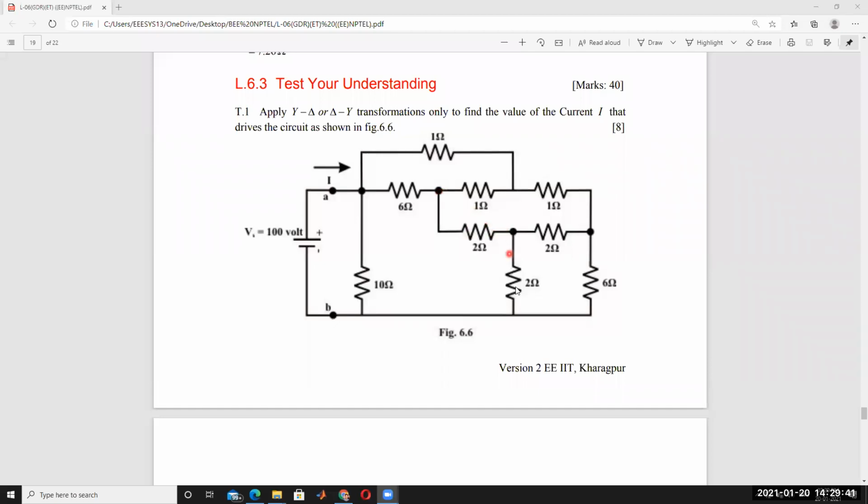This is called a star network. Apply the star to delta transformation technique. After that, simplify the circuit and then apply star to delta transformation here. You will get all the branches in series and parallel. Apply star to delta here and here also star to delta, simplify this circuit and you will get the current. I is equal to V by R, 100 by this total resistance. It's clear.